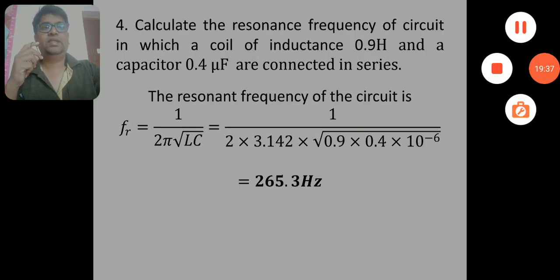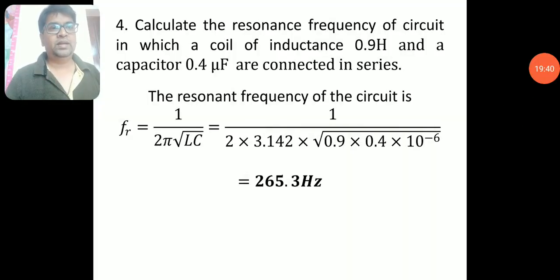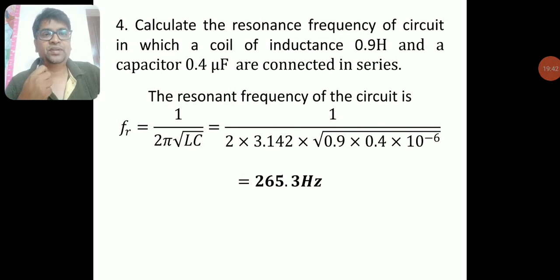Next, in this last problem, I'll read out the problem first. Calculate the resonant frequency of a circuit in which a coil of inductance 0.9 Henry and a capacitor of 0.4 microfarad are connected in series. Okay, so I need to calculate only one thing here, which is the resonant frequency.